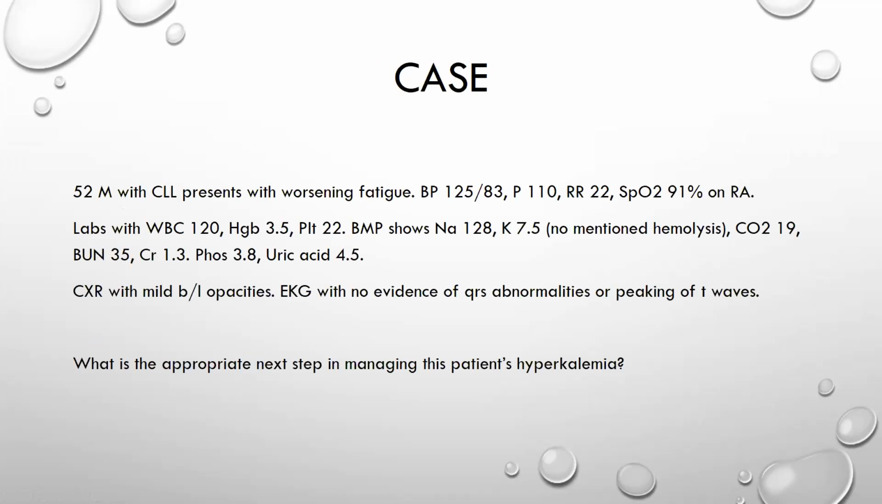All right. Coming on to the next case, we have a 52-year-old male with CLL coming in with worsening fatigue. Blood pressure is relatively okay. He's tachycardic. Respiratory rate is 22, saturating 91% on room air. Labs: CLL, white count is 120,000. Hemoglobin is 3.5. Platelet is low too. Sodium is 128. Potassium is 7.5 with no mention of hemolysis. You have your bicarb there. Uric acid is 4.5. Phos is 3.8. X-ray as expected, EKG with no evidence of QRS abnormalities or peaked T waves. So how will we manage this patient's hyperkalemia at this point?